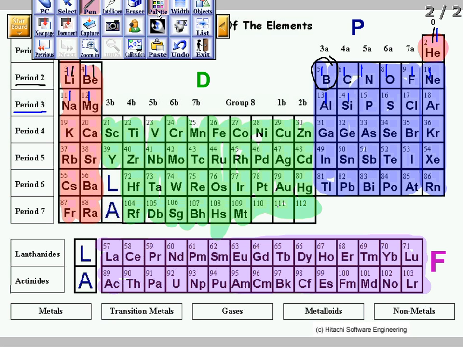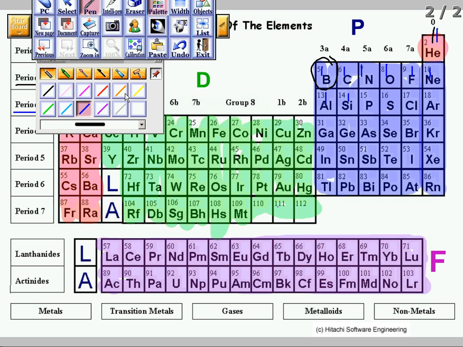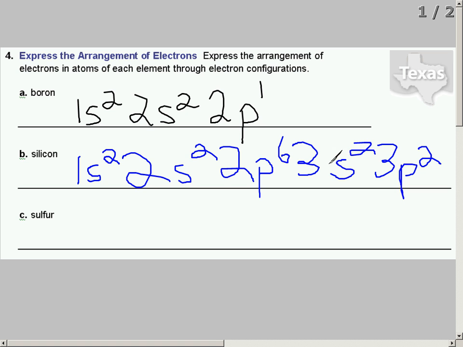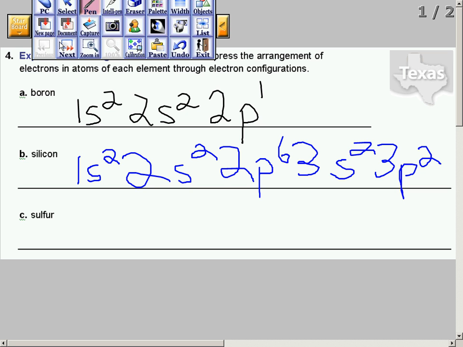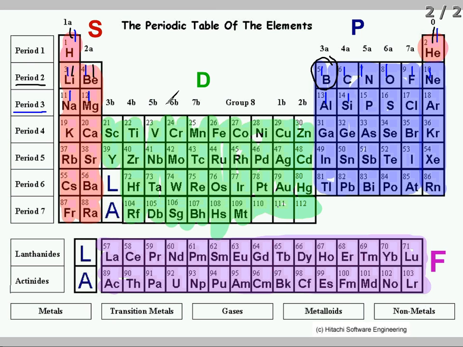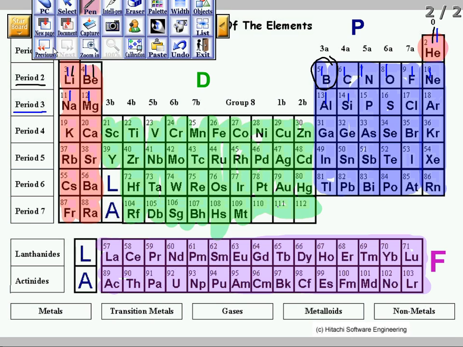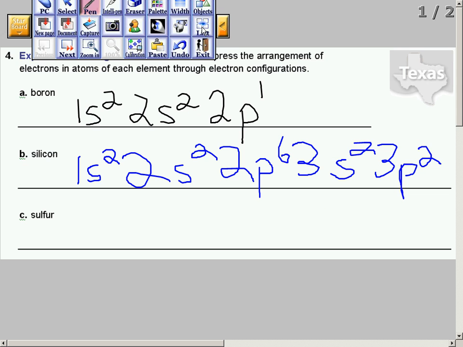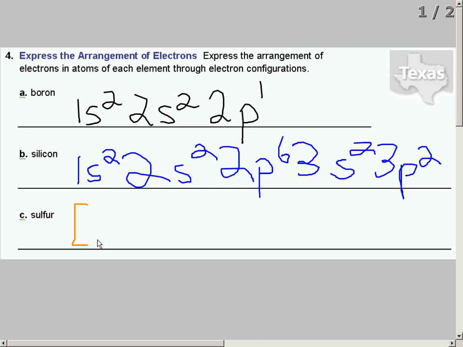Now, I'm going to change colors and do the final example. Now, look at this. I almost ran out of room trying to write silicon down. Wish there was a shorter way to write all this. Oh, wait. Yeah, there is. You can just skip to the noble gas on the line before the element you're looking for. So, we're looking for sulfur. Sulfur is right here. And the noble gas before sulfur is neon. So to start sulfur, we can just go in and in brackets put Ne.